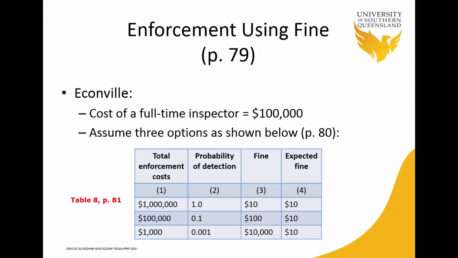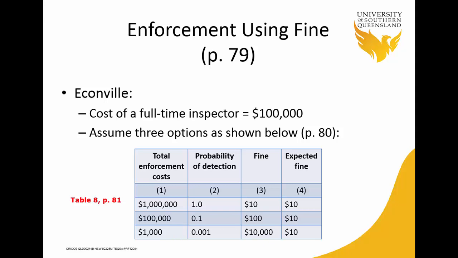So certainty of actually detecting double parking is complete. It's 1. Okay? So the probability of detection is 1. And as you start going down, you reduce the cost by reducing the number of inspectors or their full-time employment. You'll find that there's a proportionality between the reduction in the cost of enforcement and the probability. So 1 million to 100,000 is the same ratio as 1 to 0.1.